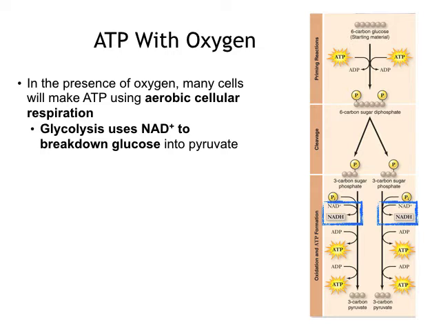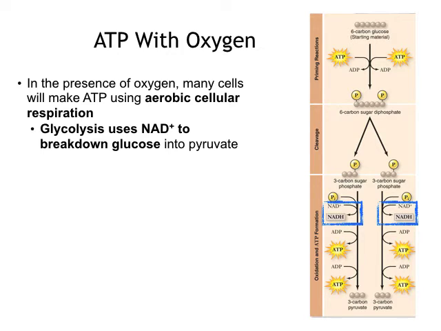Also, I do expect you to know that in the beginning, you use a little bit of ATP to start breaking down glucose. You can see the first ATP right below glucose, you're using 2 ATP. And then at the end, you actually make 4 ATP. You make 4, but you use 2 at the beginning, so you produce a net of 2.